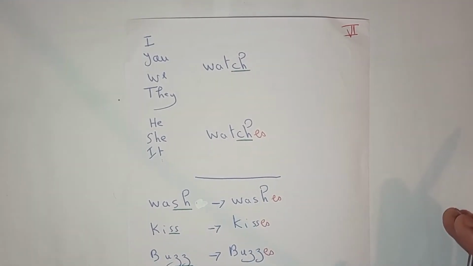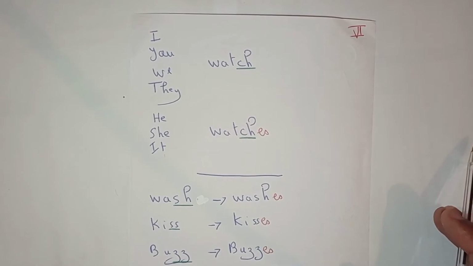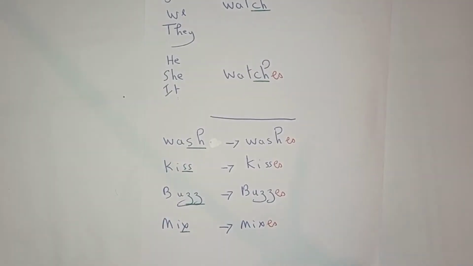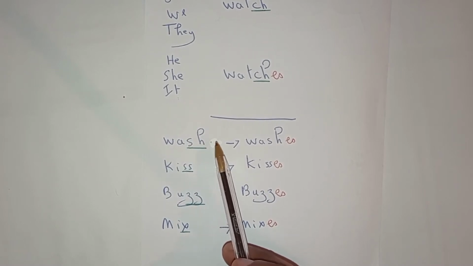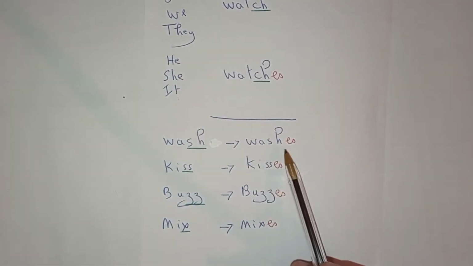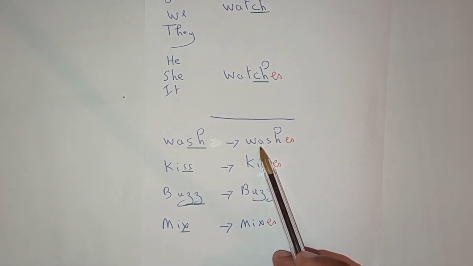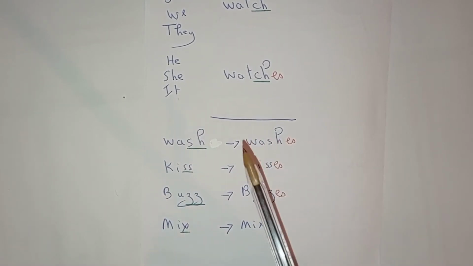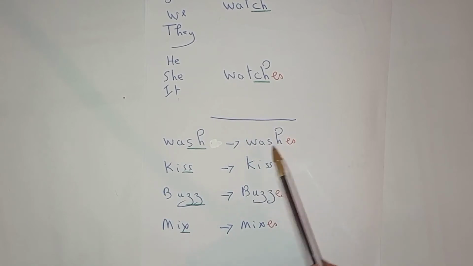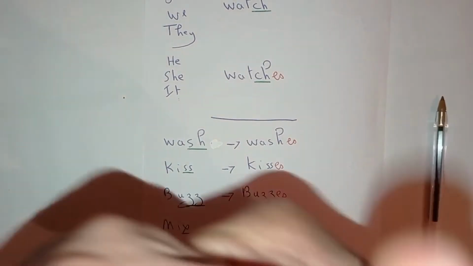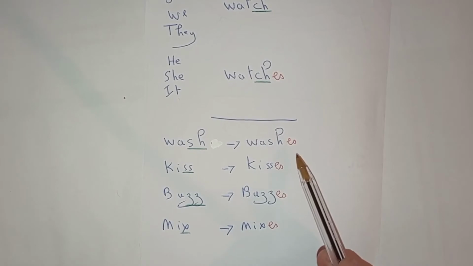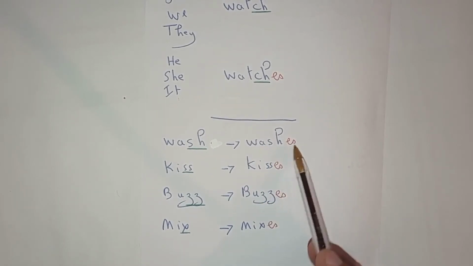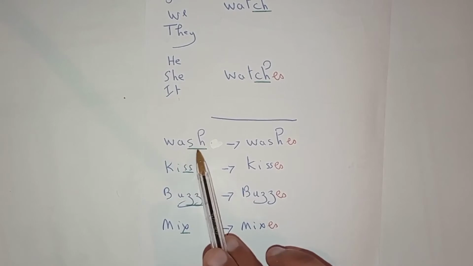Okay, let's have another one. So when the verb ends in SH, in he, she, it, we say washes. He washes his hands. Okay? He washes his hands. He, she, it. Why ES here? Because we have SH here. The verb ends in SH.